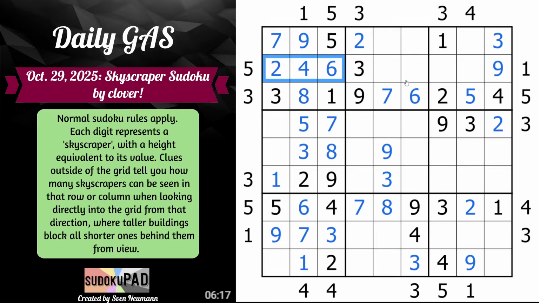And now here's something interesting. We know that 8 has to come before 7, because if it didn't, and it was 7 then 8, we would have too many skyscrapers. So 8 goes in one of these two cells, and 7 goes in one of these two cells. And again, no matter how we place that digit, this 3 clue will be satisfied.